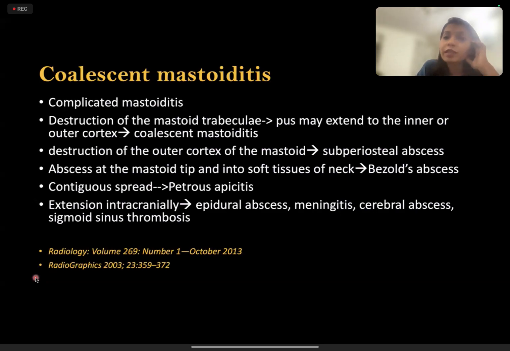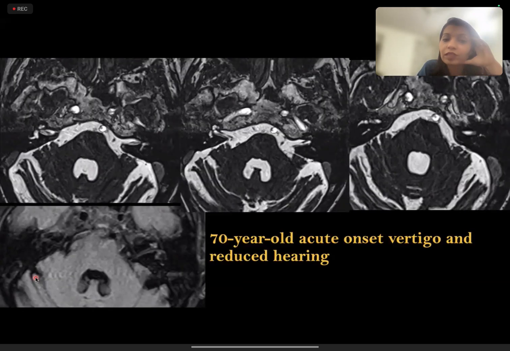Next case is quite interesting. 70-year-old with acute onset vertigo and reduced hearing. So take some time to look at the images. I would say symmetry is our friend here, especially in head and neck cases. Symmetry is always our friend. So make use of that friendship to come up to a diagnosis.